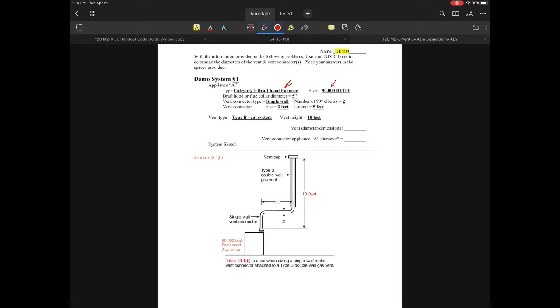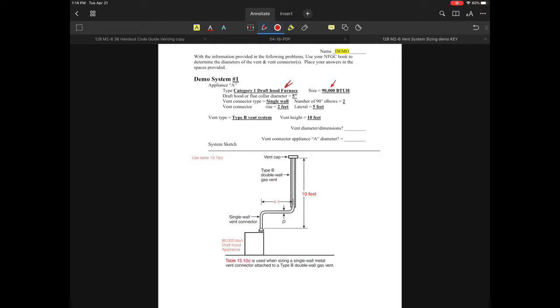It happens to be 90,000. And we've got a draft hood flue collar outlet out of the appliance that happens to be 5 inches in diameter. And the vent connector type is going to be single wall. So we have that identified in my picture already.